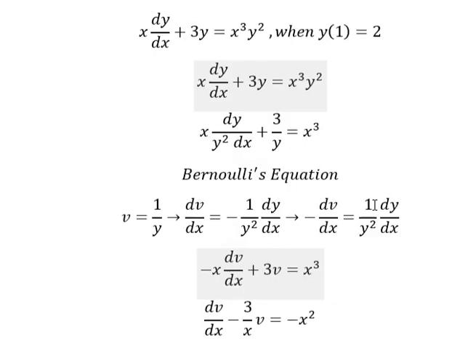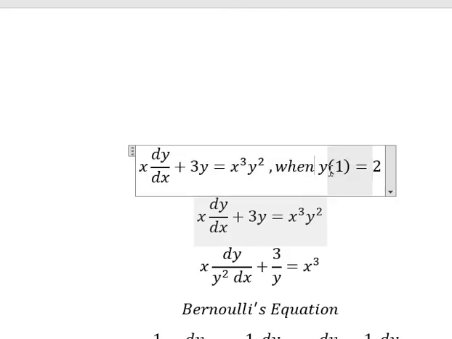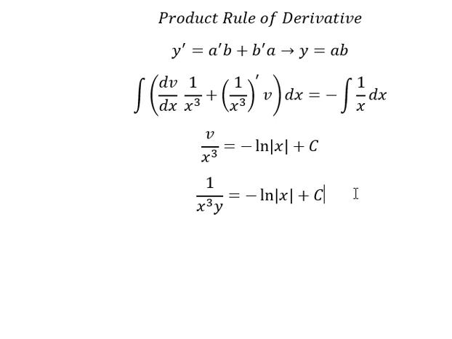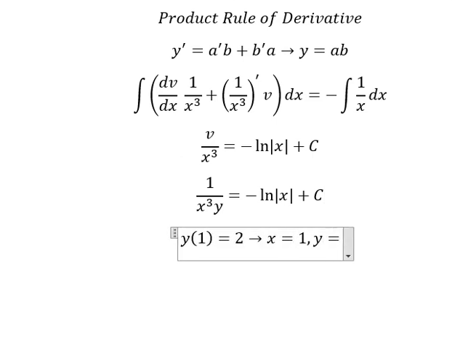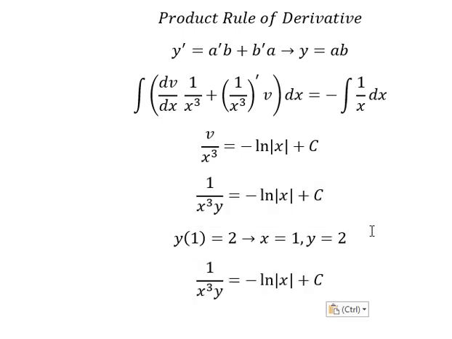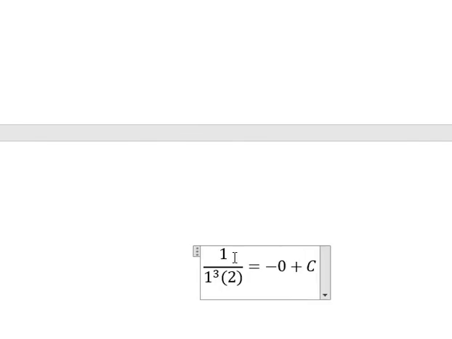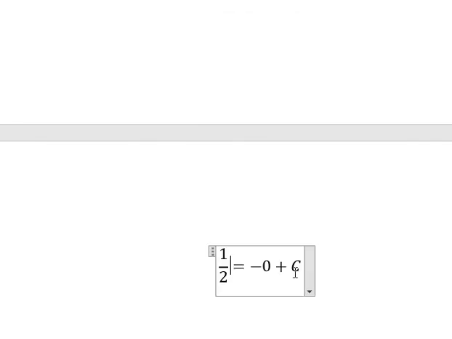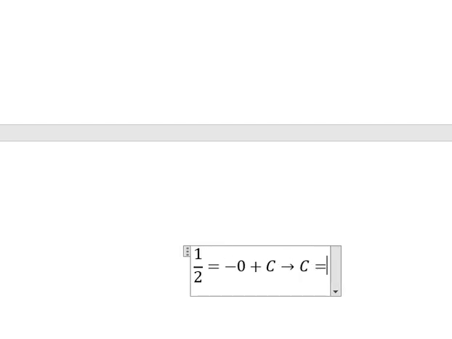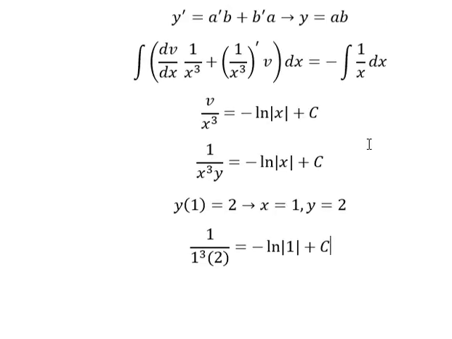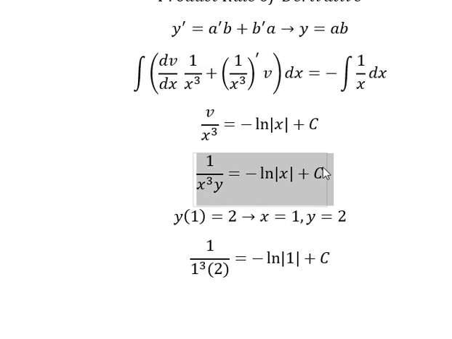Next, we have the conditions. When x equals 1, y equals 2. So I will put 1 here and 2 here. ln 1 is 0. This one we have 1 over 2. And we have c equals 1 over 2. And now I will put 1 over 2 here.